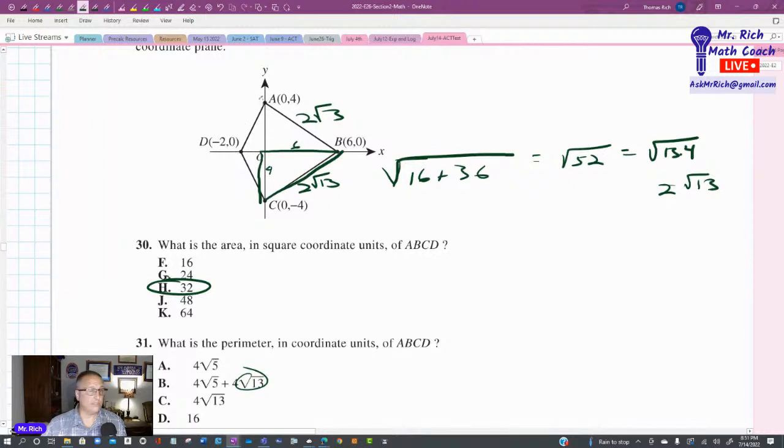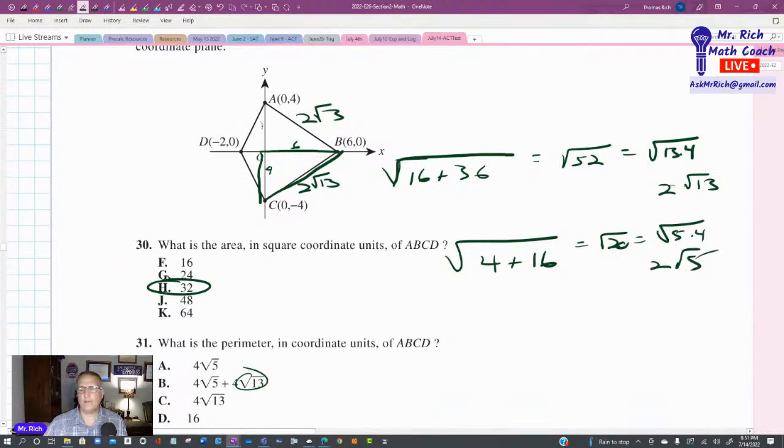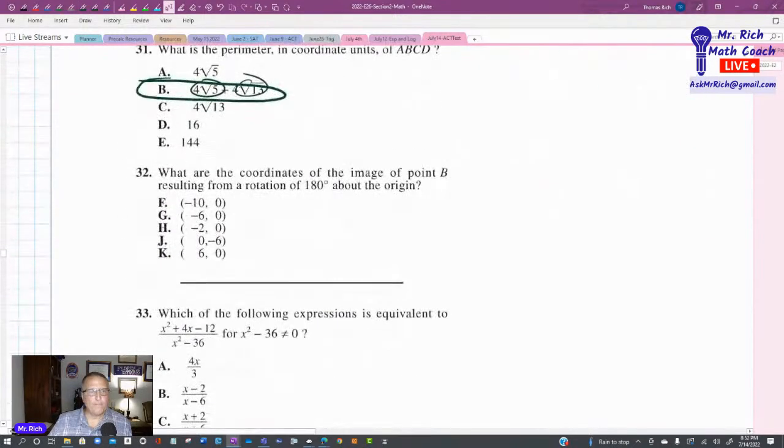This other right triangle is 2 and 4. So that's going to be 4 and 16 square rooted using Pythagorean theorem here. So that's square root of 20, which is obviously 5 times 4. So that's 2 root 5. So I've got 2 root 5 and 2 root 5. So that's 4 root 5 and 4 root 13. There's B. I like that answer right there. So I had to use 2 Pythagorean theorems on that one problem.